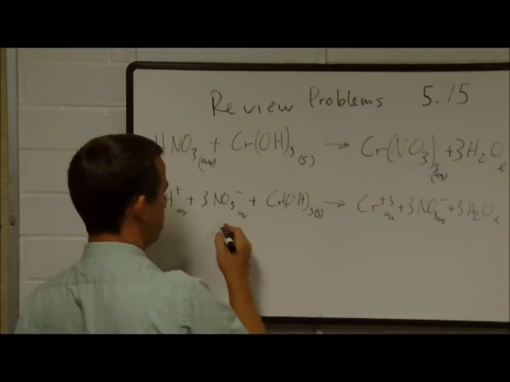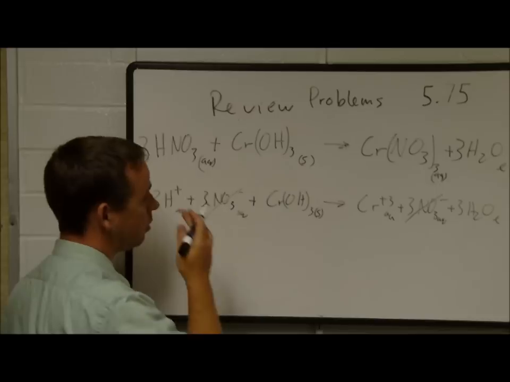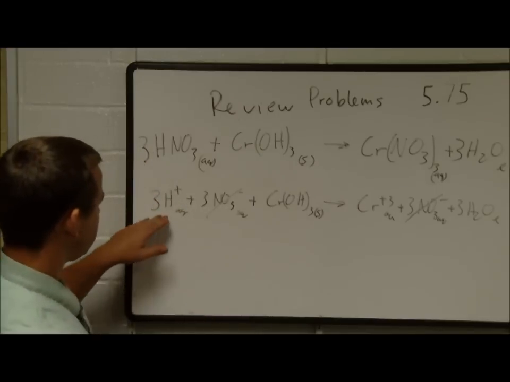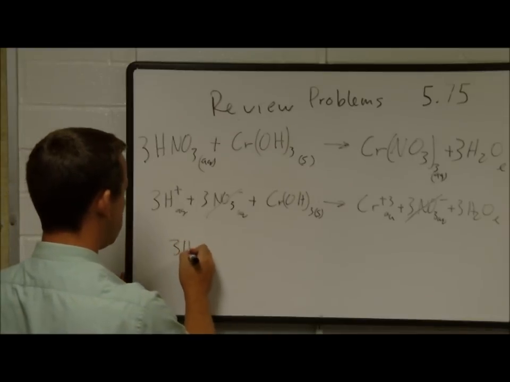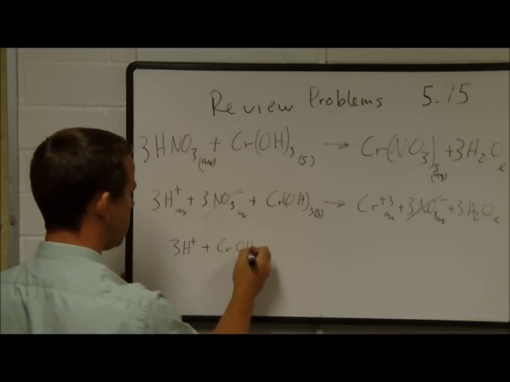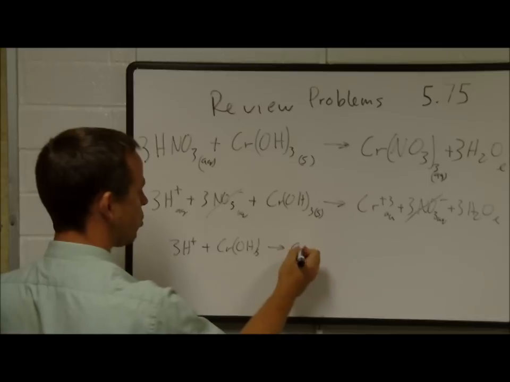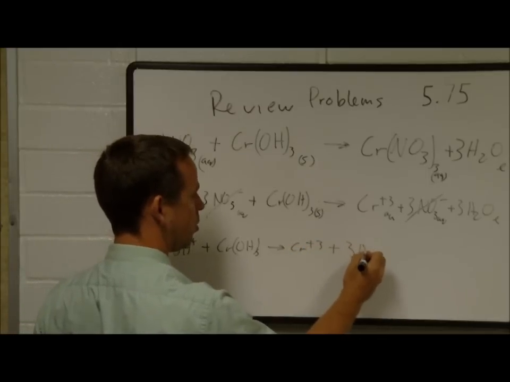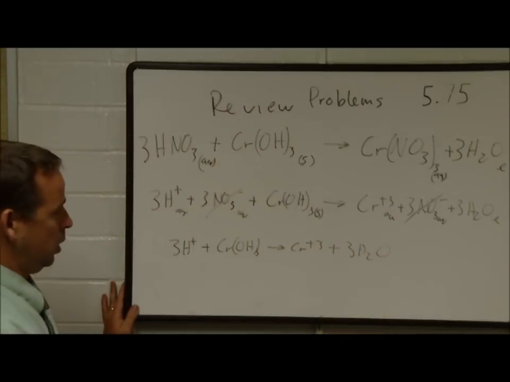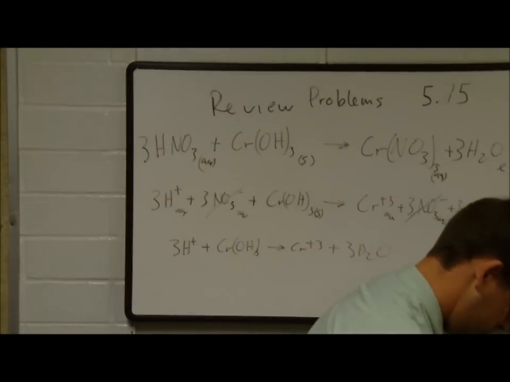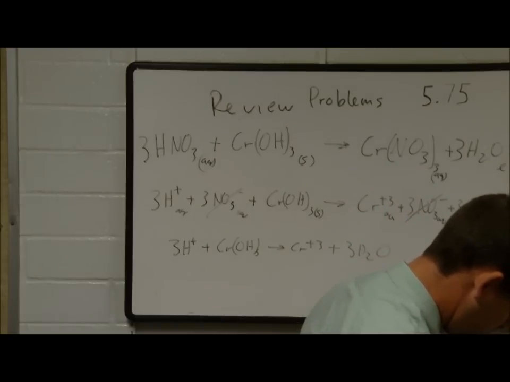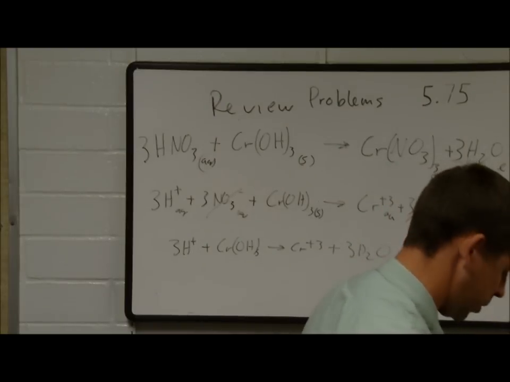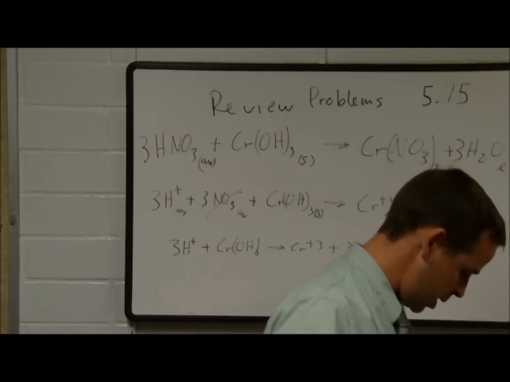All right, so we have 3 nitrates on both sides, which are spectators. The net ionic equation is 3 H plus ions plus chromium hydroxide yields chromium ion and water. So for 575, let's make sure we're not missing anything. Chromium 3 plus, 3 nitrates, 3 protons plus chromium hydroxide. Yeah, okay.